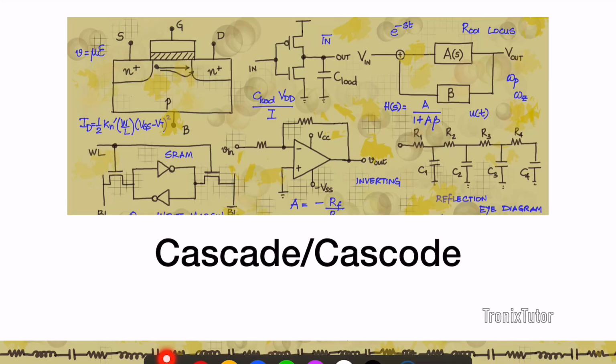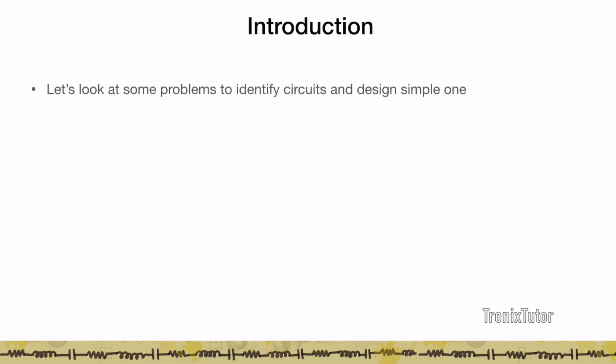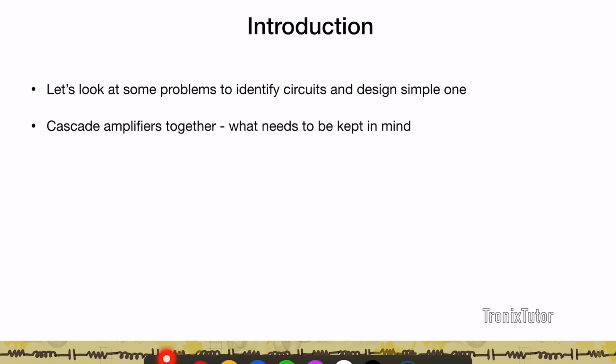In today's video, we'll be discussing Cascade and Cascode amplifiers. Before we begin, let's revise some of the concepts from the last few videos. We'll look at a few design examples and try to understand how to analyze those circuits. We'll then look at why we need to cascade stages to begin with, and then look at some examples of cascaded stages, and then look at one particular cascaded stage.